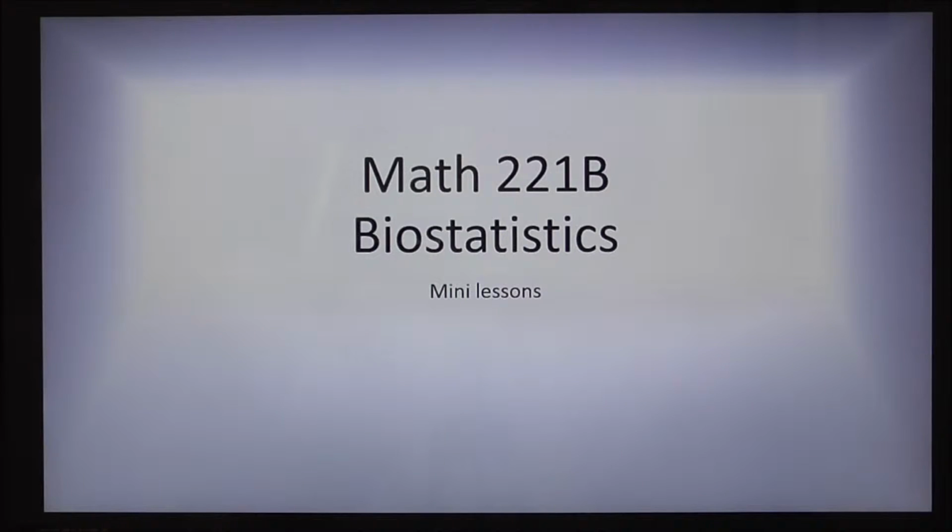Today's mini lesson is specifically designed for students in Math 221B biostatistics. If you're taking another statistics class, the terminology used herein might or might not be the same as what you're using. Our discussion today is a little bit about populations and samples.